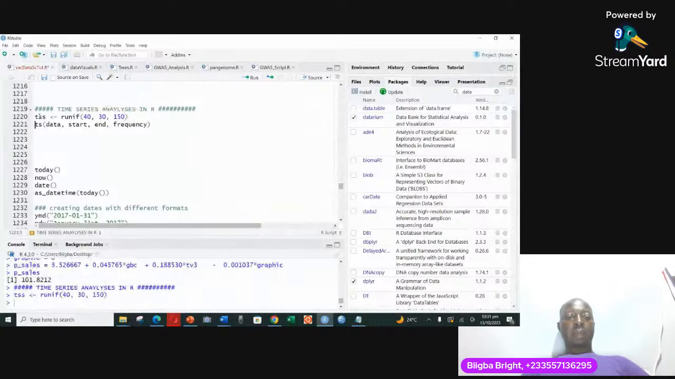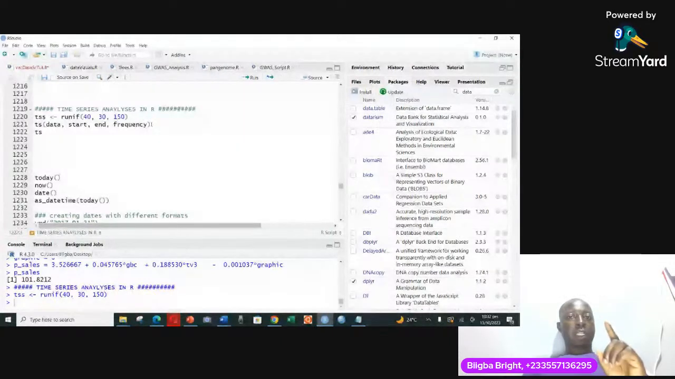If you run that, this is going to give me my vector. Now I want to convert the data from a vector into time series data, so I'm just going to use TS. I have to put a timestamp on it.